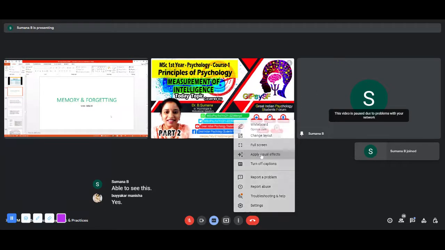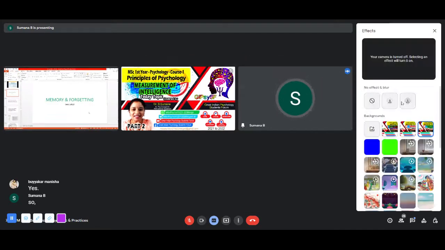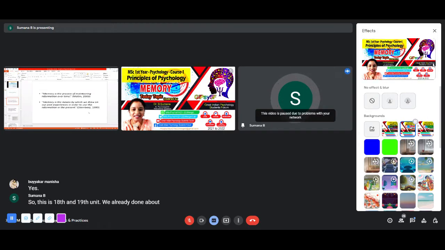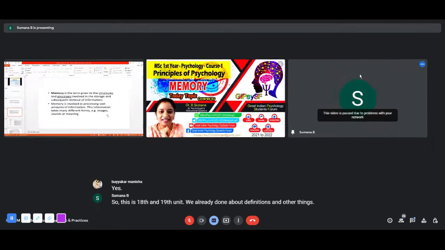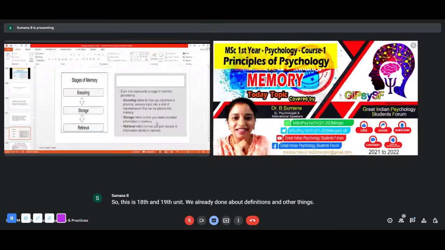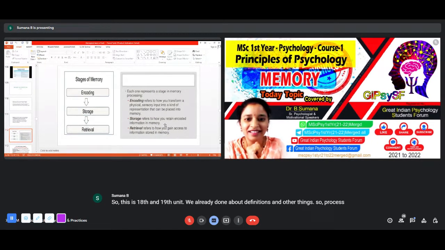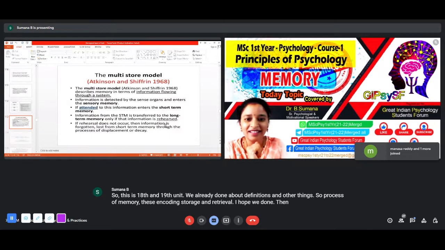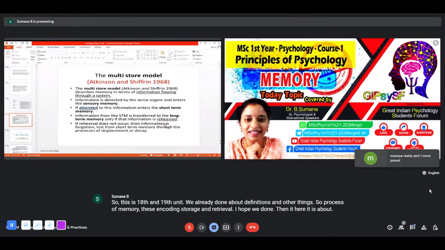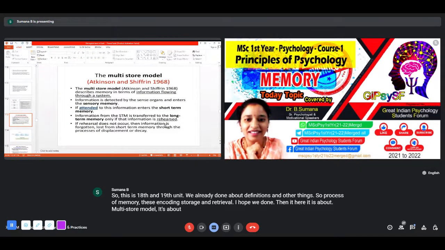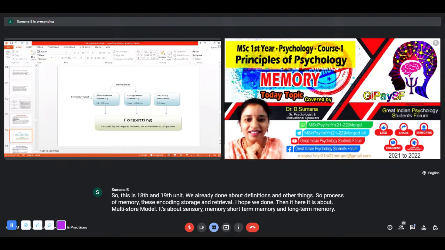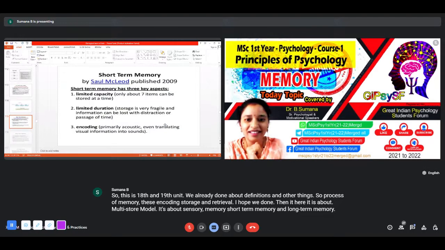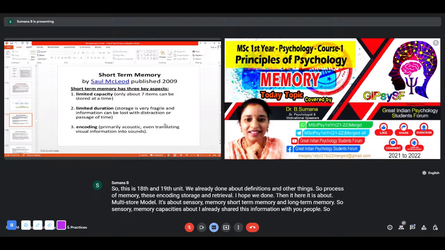Yes. So this is the 18th and 19th unit. We already did the definitions and other things. So the process of memory: encoding, storage, and retrieval. I hope we have done that. Then here it is about the visual model. It's about sensory memory, short-term memory, and long-term memory. So sensory capacity is about, I already shared this information with you, so you also can check.